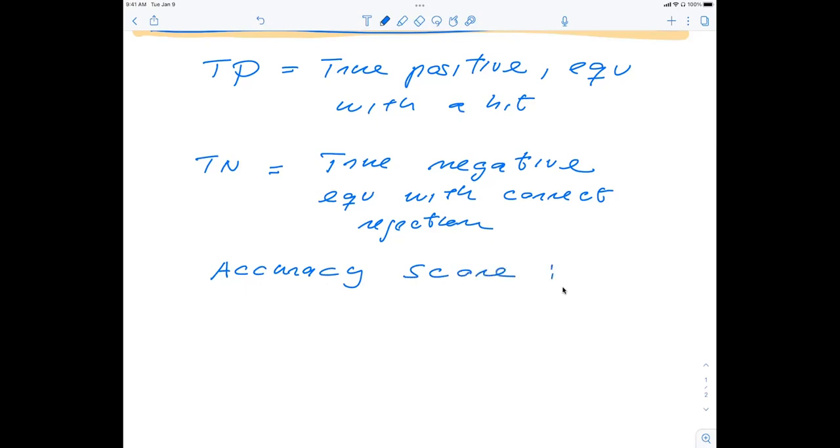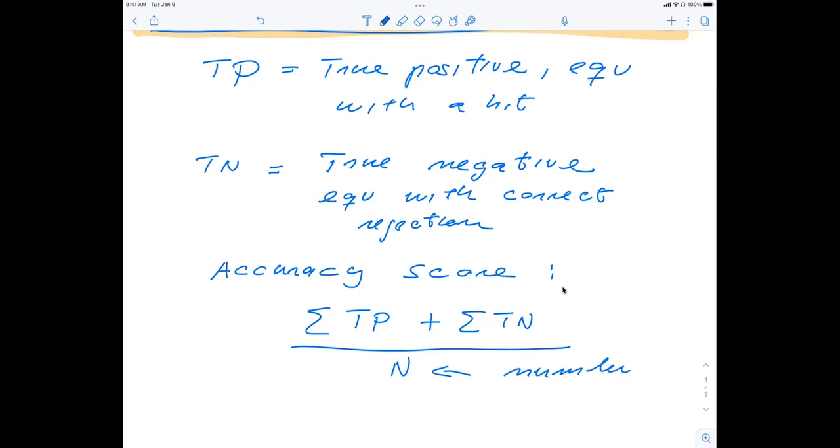So in that case, what you would have is the sum of all the true scores. So I'm just going to write some summation sign. This is a little bit schematic mathematics: the summation of all the true positive scores plus the summation of all the true negative ones, divided by n, where n is the number of events or outcomes. This is one of the most common types of scores which you will see in the machine learning literature.